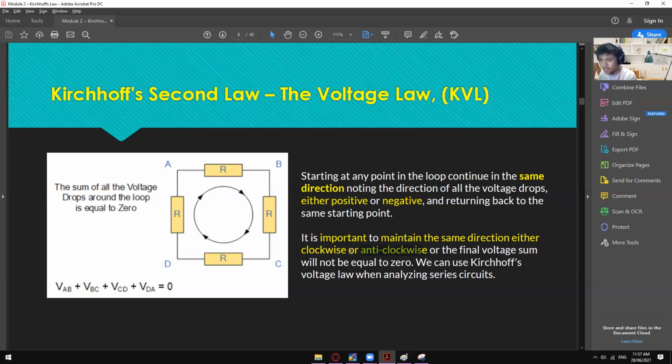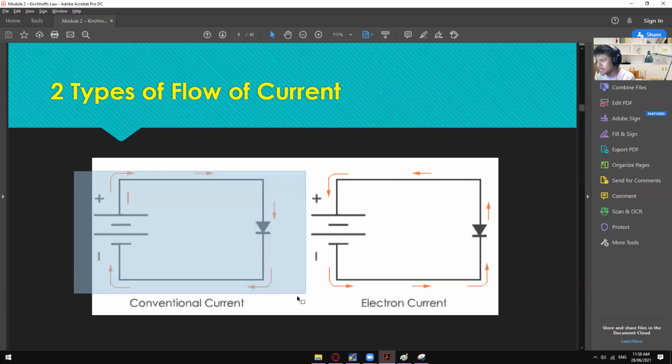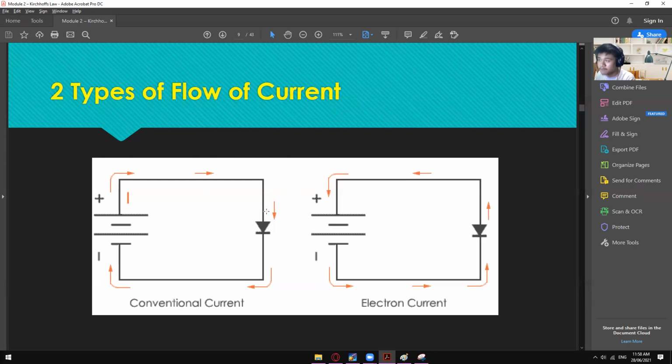Clockwise or anti-clockwise. All right, so we have here the clockwise. We actually call that one conventional current. That's the technical term for that one, from left to right. And then we have the other way around, which is the anti-clockwise or counterclockwise. We call this one electron current, because our current is flowing from the negative going back to the positive. That's the reason why we call that one electron current. Nevertheless, let's say this is the negative way and then this is the positive way. So are we clear so far regarding the two types of flow of current?